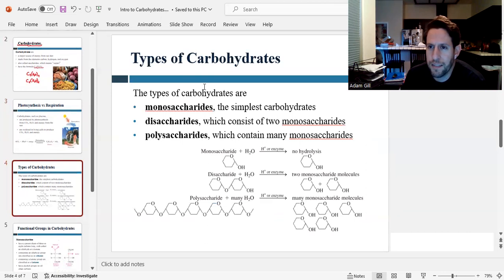Now, you can classify carbohydrates based on how many individual sugar molecules there are. So a monosaccharide is just one sugar molecule. A disaccharide is two sugar molecules, and a polysaccharide has three or more sugar molecules. And so you can hydrolyze disaccharides and polysaccharides to release individual monosaccharides. We'll talk about these reactions in another video. So mono, di, or polysaccharides.